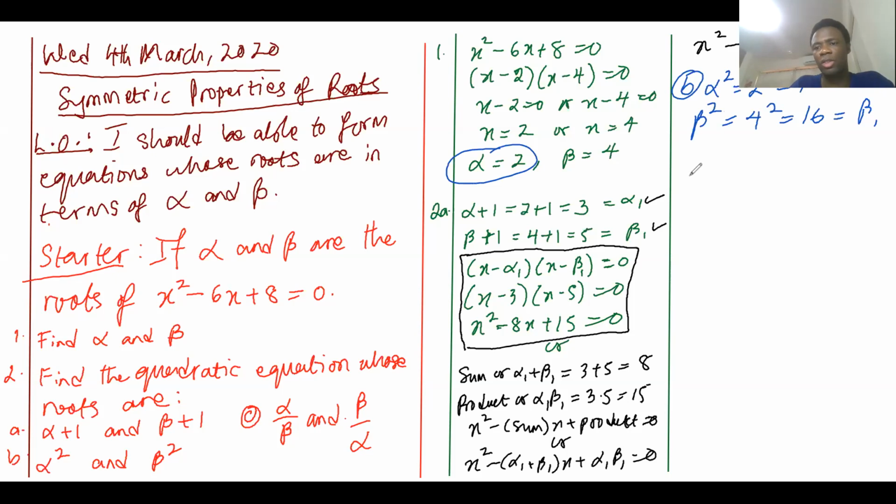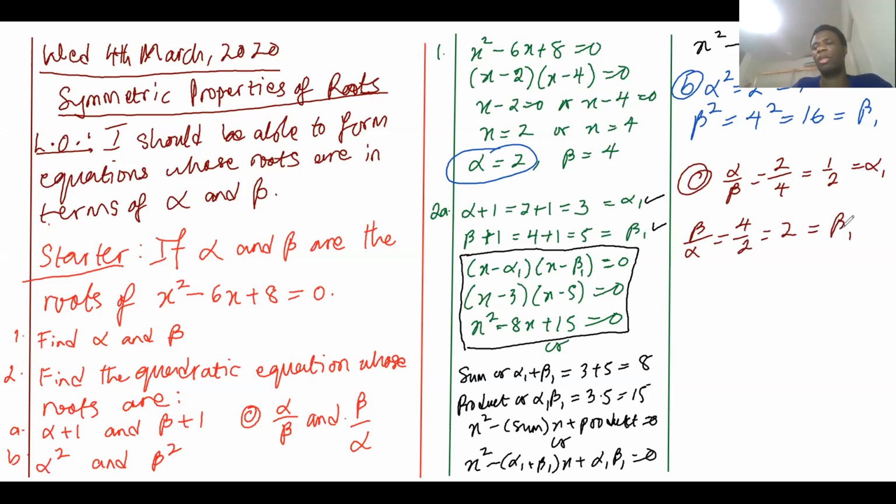For C, I have alpha over beta, which is 2 over 4, which is 1 over 2. So this is my alpha 1. I have my beta over alpha, which is 4 over 2, which is 2. So this could be seen as my beta 1. Of course, you don't have to label it if you are not using alpha 1, beta 1. If I want to do it this way, I could just write it at the end and label this answer as my beta 1.